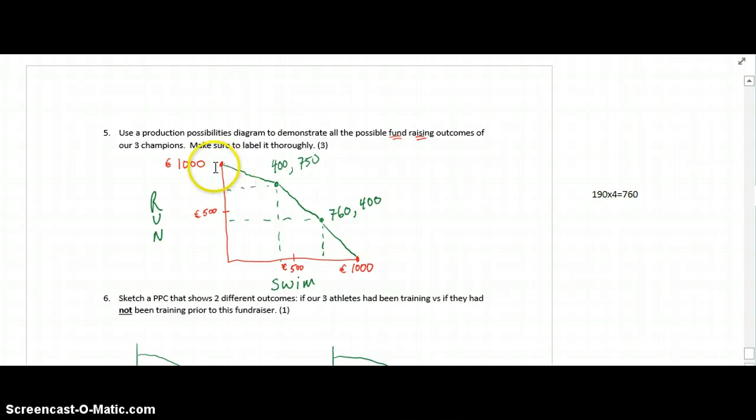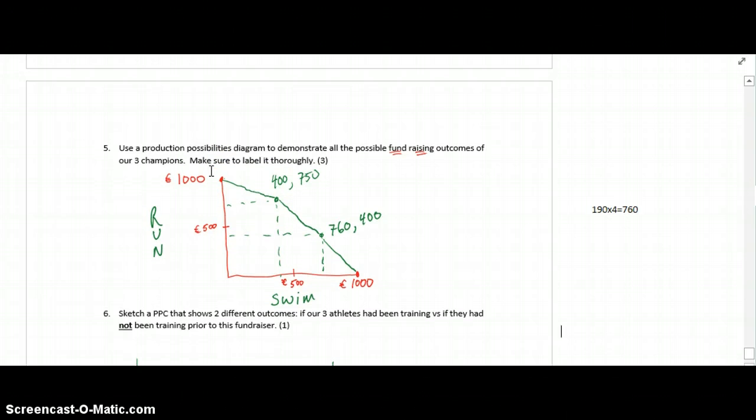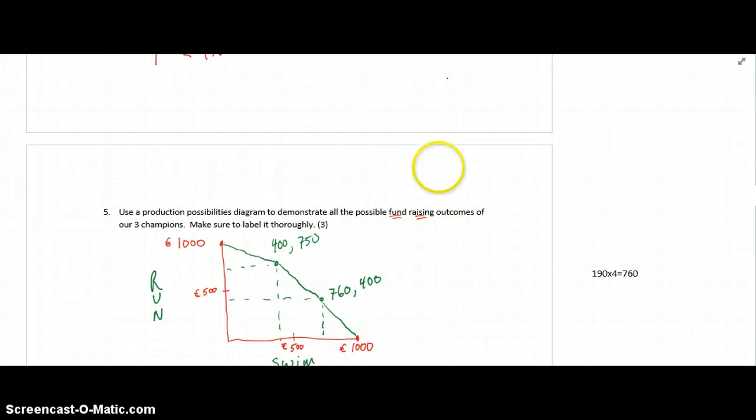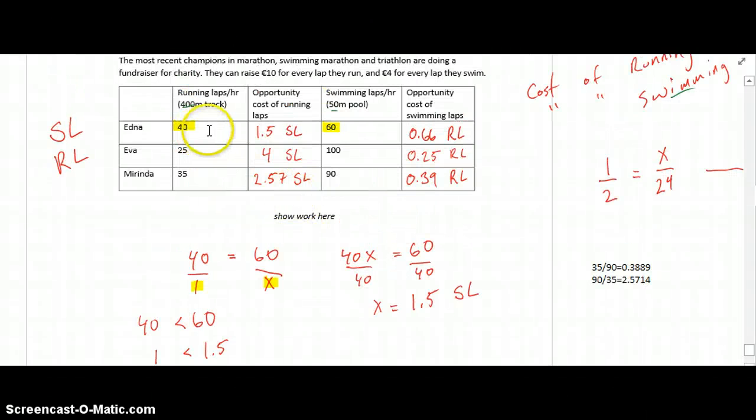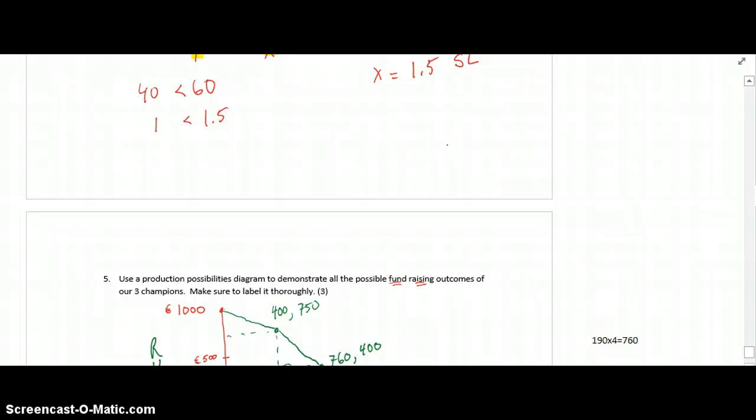So what we need to look at here is, if we start at this dot where everyone is running, how can we do better than 1,000? Well, what if we just have the best two runners run and the best swimmer swim? According to opportunity cost, the best two runners are Edna, who has the lowest, and then Miranda has the next lowest. So that would be 40 and 35 for 75. So 75 times 10 is 750. And we see that value here.